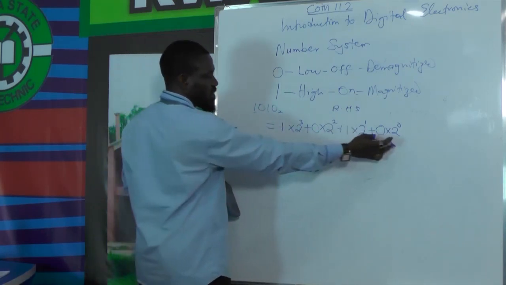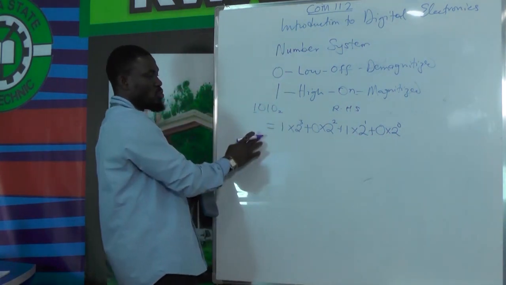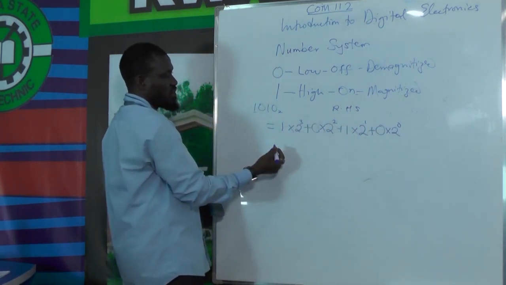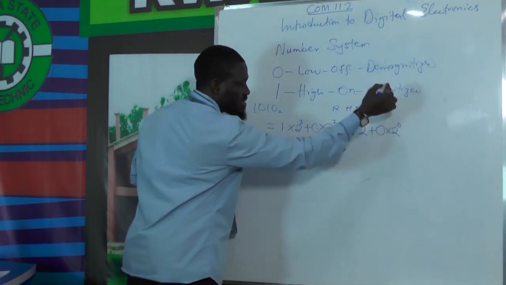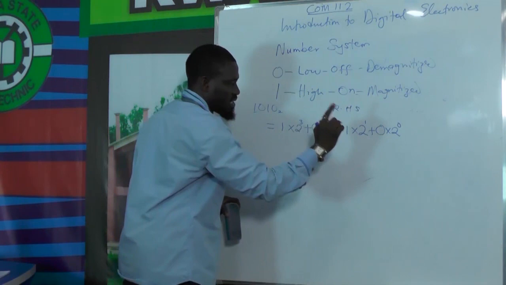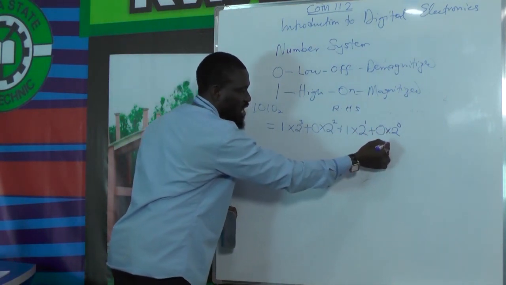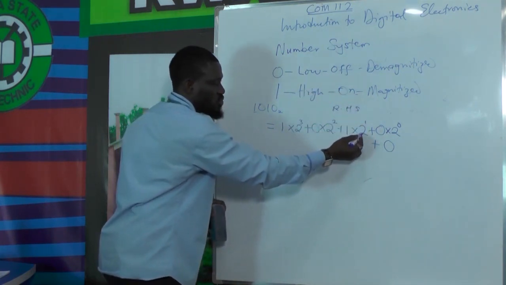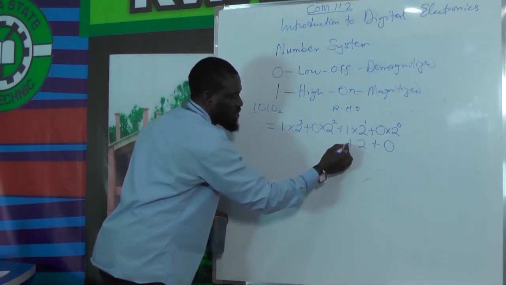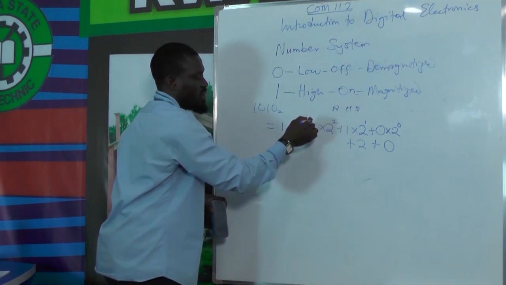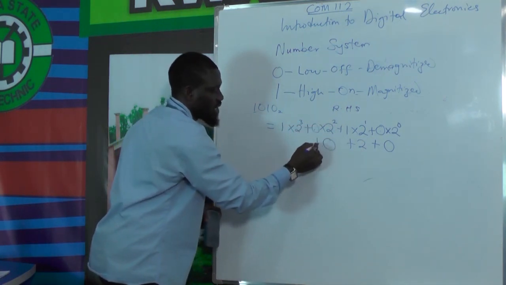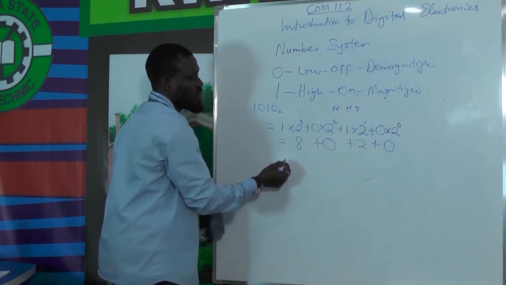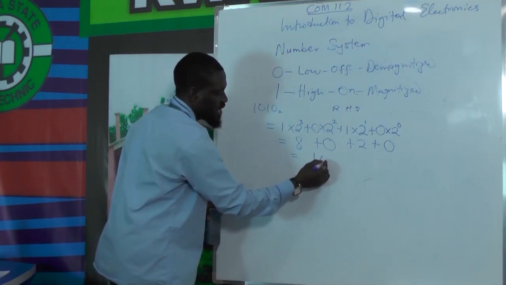So this is how to do the conversion from binary to decimal. In this case, you have the powers 0, 1, 2, 3. Anything raised to power 0 is 1, but times this 0, you now have 0, all nullified, plus 2 raised to power 1, that's 2, times 1, that is 2, plus 2 raised to power 2, that's 4, times 0, that is 0, then plus 2 raised to power 3, that's 8, times 1, that is 8. By the time you add this up, you discover that you now have 10.